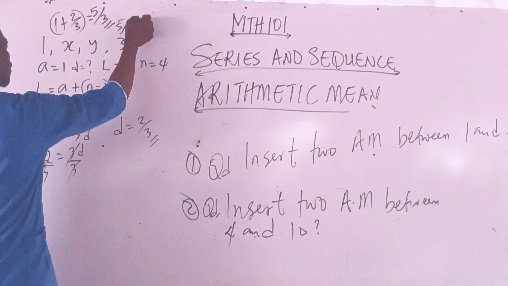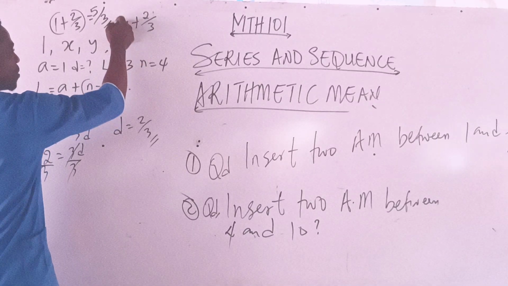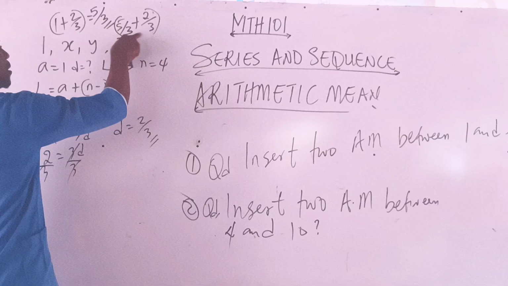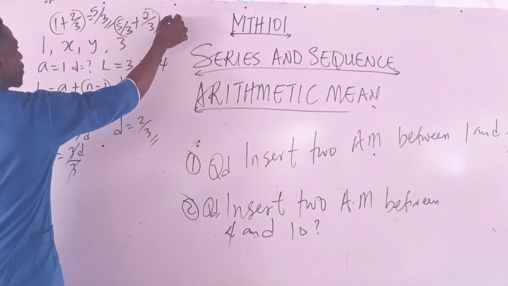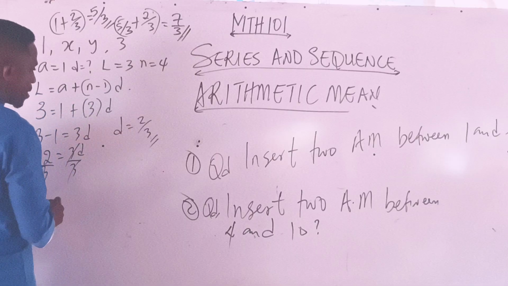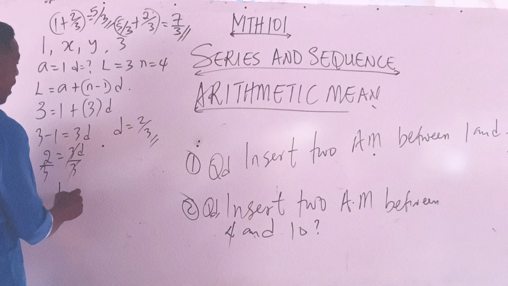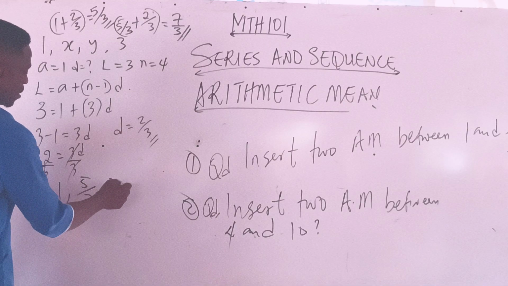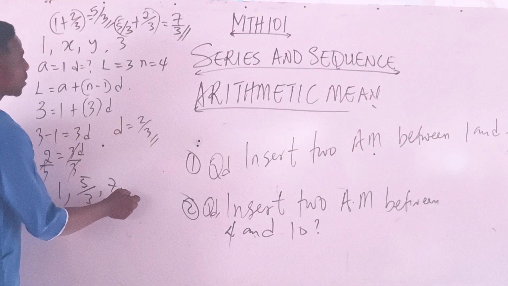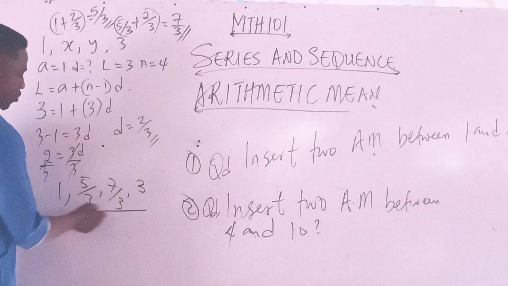5 over 3 plus what? 2 over 3, right? LCM is 3, right? So 5 plus 2 is what? 7. So we now have that the numbers are 1, 5 over 3, 7 over 3, and what? 3.